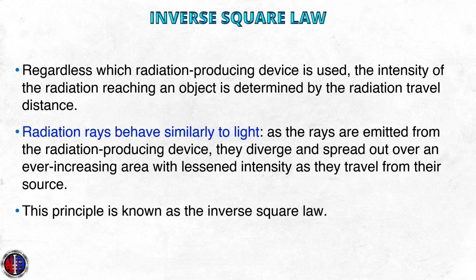The inverse square law. Regardless which radiation-producing device is used, an X-ray tube or an isotope source, the intensity of the radiation reaching an object is determined by the radiation travel distance. Radiation rays behave very similar to light. As the rays are emitted from the radiation-producing device, they diverge and spread out over an ever-increasing area with lessened intensity as they travel from their source. This principle is known as the inverse square law.